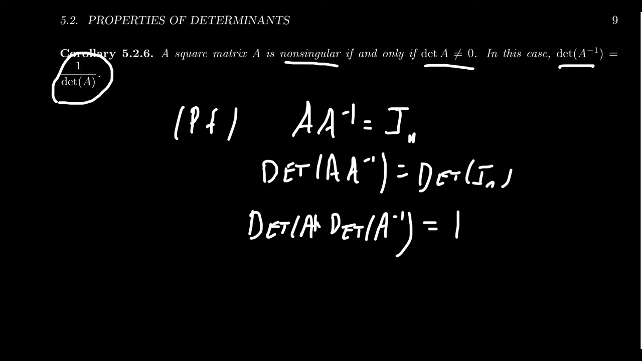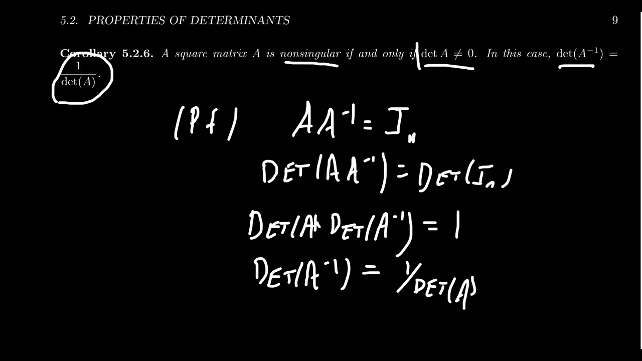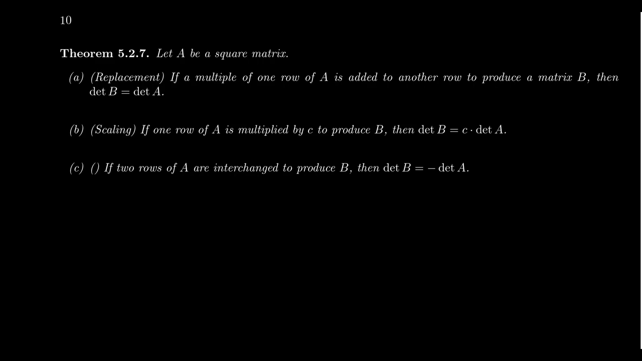And so the only way a product of two things can equal 1 is if the factors can't be 0. And in fact, if you solve for the determinant of A inverse, you end up with 1 over the determinant of A. So invertible matrices have reciprocal determinants. And in particular, a matrix will be non-singular exactly when it has a non-zero determinant.